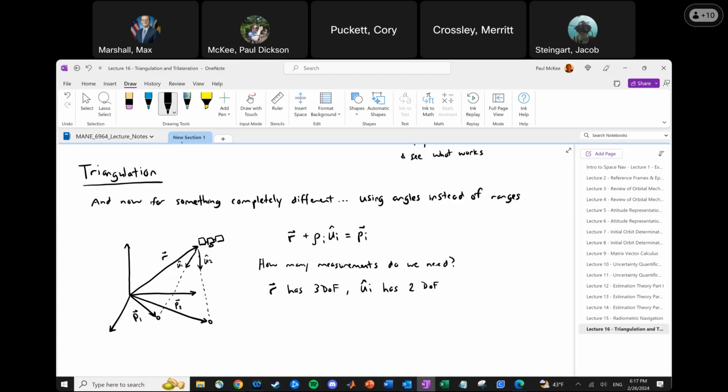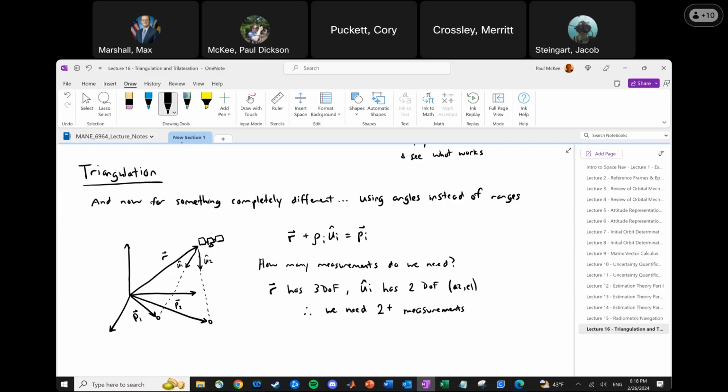So each of 2 degrees of freedom, you can think of those as az and el. So therefore, we need 2 or more measurements. All right, nice work, Corey. That's supposed to be an m. I'm just having a hard time today. All right, there we go.